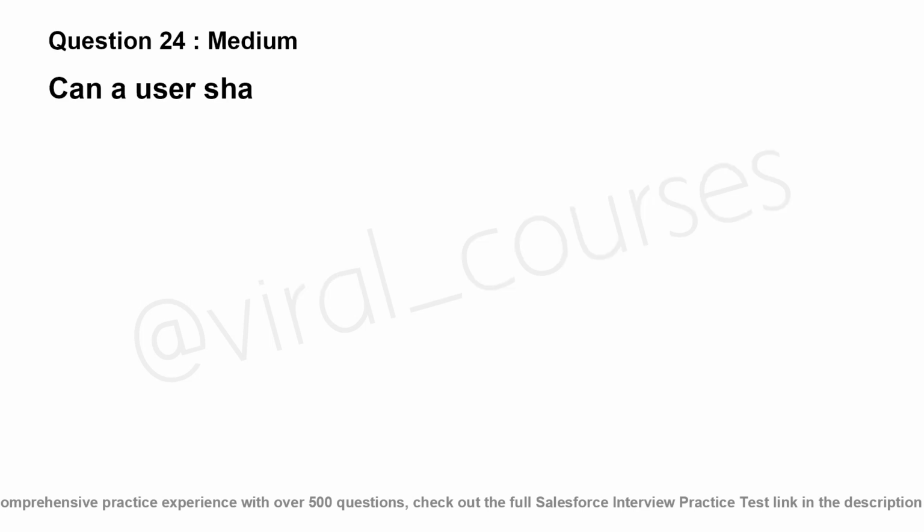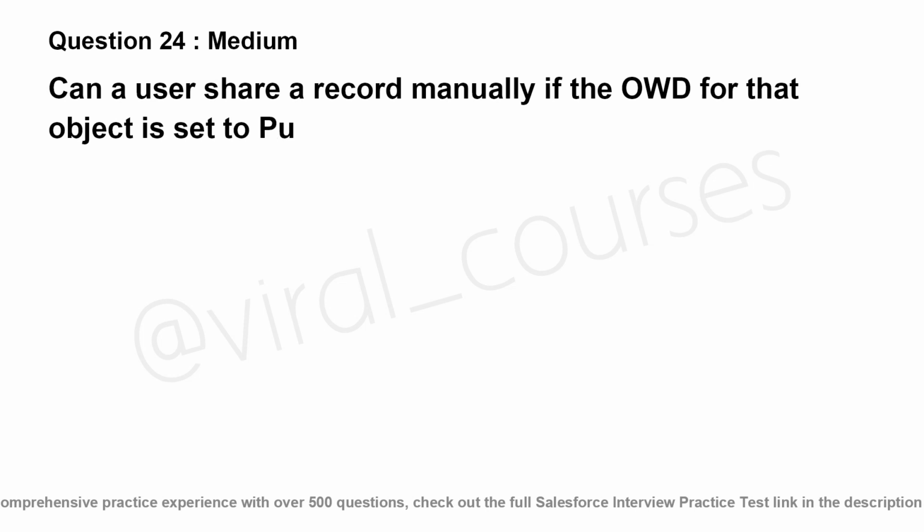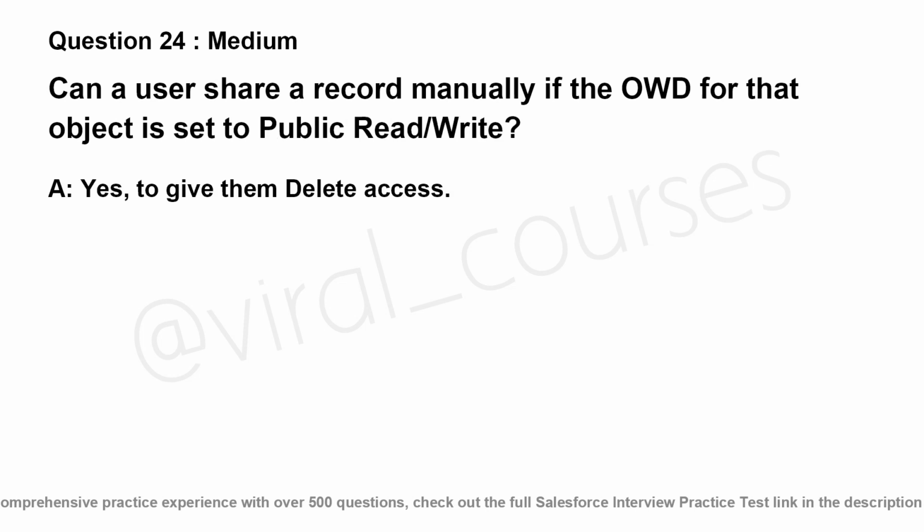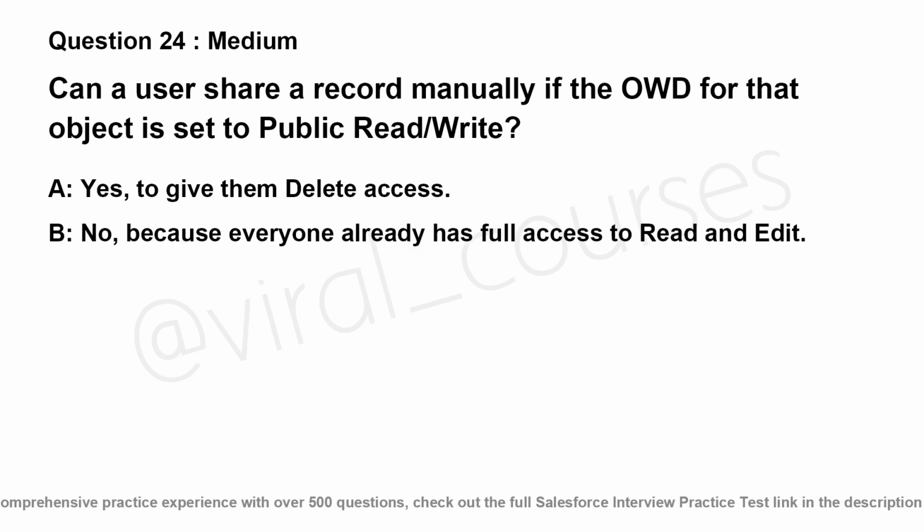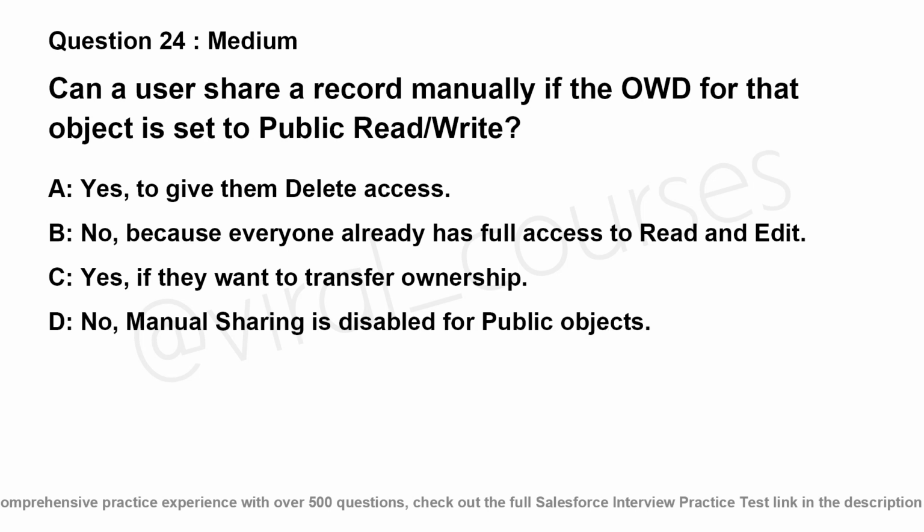Can a user share a record manually if the OWD for that object is set to public read, write? Option A, yes, to give them delete access. Option B, no, because everyone already has full access to read and edit. Option C, yes, if they want to transfer ownership. Option D, no, manual sharing is disabled for public objects.